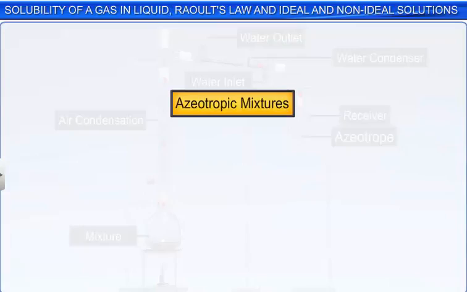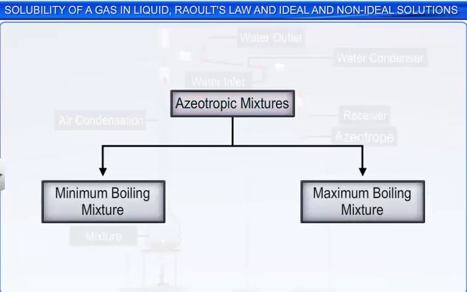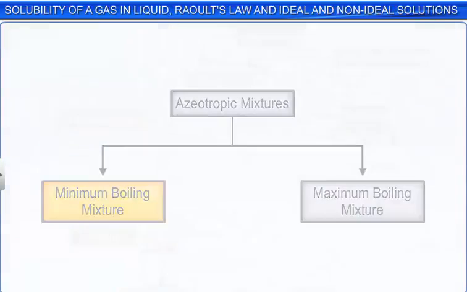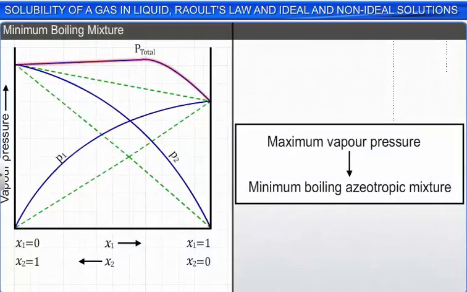Azeotropic mixtures can be further classified into two categories: minimum boiling mixture and maximum boiling mixture. Let us first discuss the minimum boiling azeotrope mixtures. When the positive deviations from ideality are sufficiently large, the mixture is said to be a minimum boiling azeotrope. As you can see from the graph, the total vapor pressure of the azeotrope is given by the maximum, represented as O in the curve.